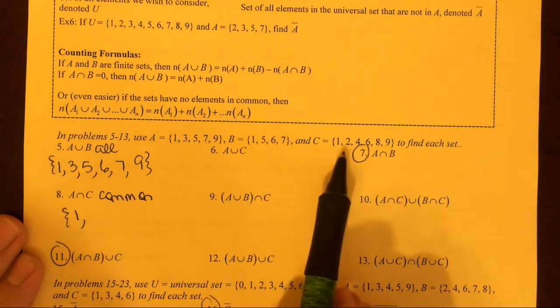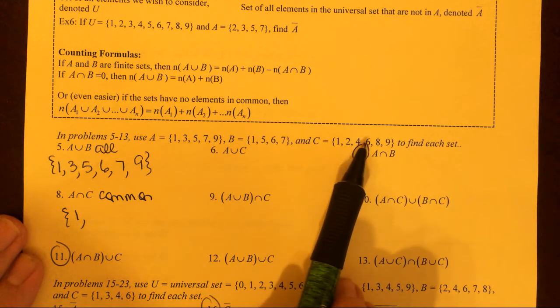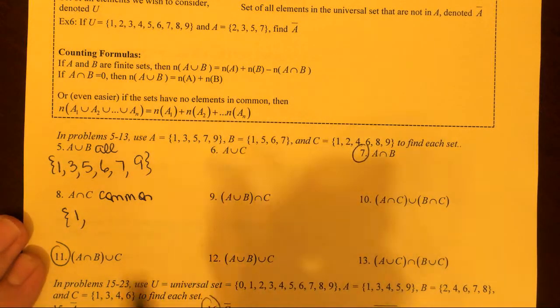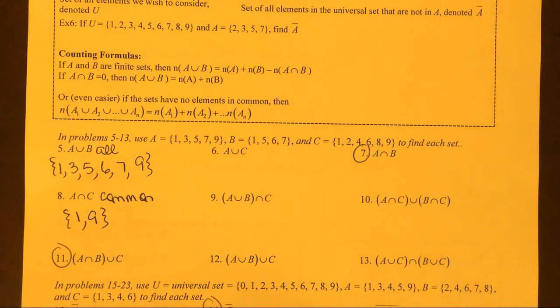A has a 3, C does not. C has a 2, A does not. 5, no 5. 4, no 4. 7, no 7. 8, no 8. Oh, and they both have a 9. So they have in common a 1 and a 9.